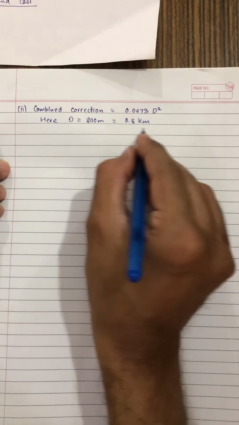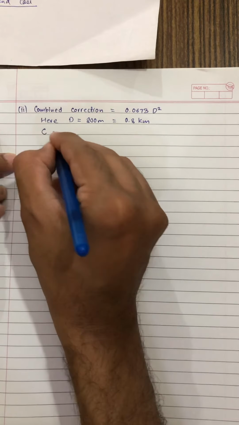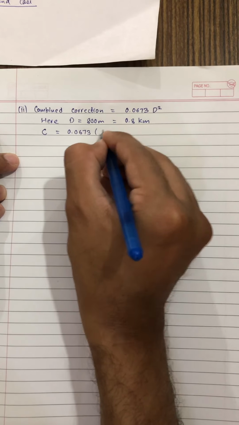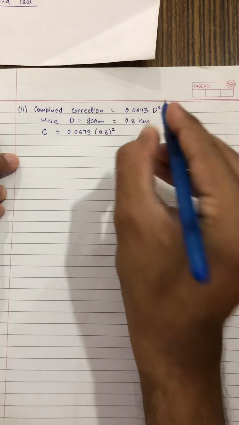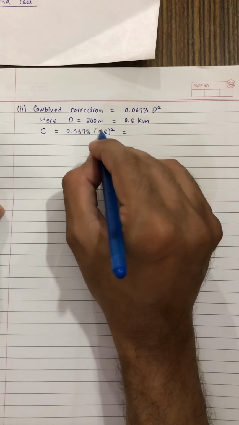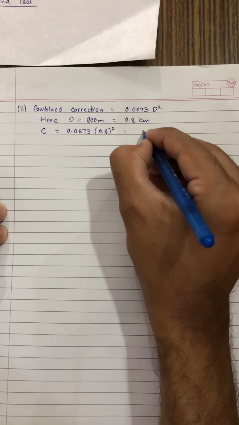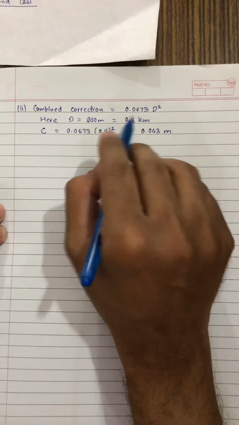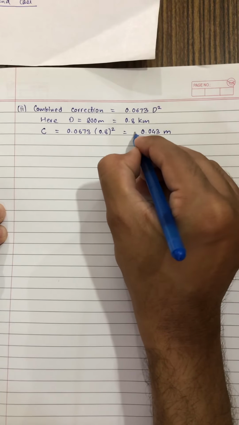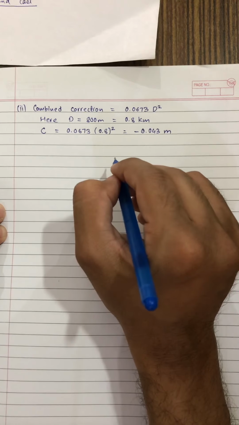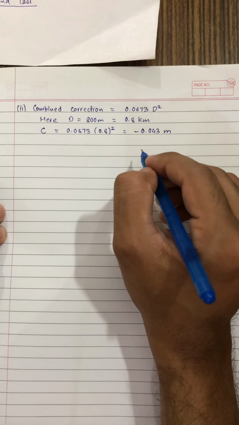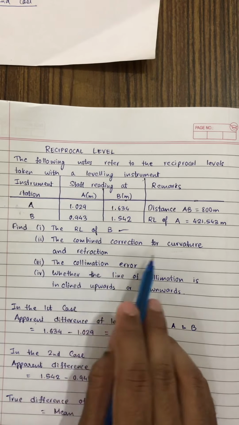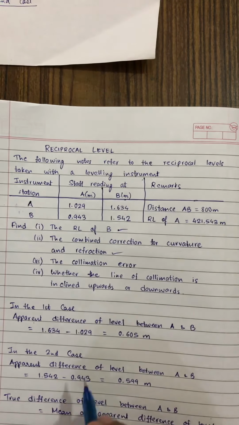Now substituting this, we get the combined correction as 0.0673 into 0.8 square. On calculating this, the value comes out to 0.043 meter. But we know that the combined correction is always negative. Hence we have to apply a minus sign over here. This is the combined correction for curvature and refraction. So you found this value.